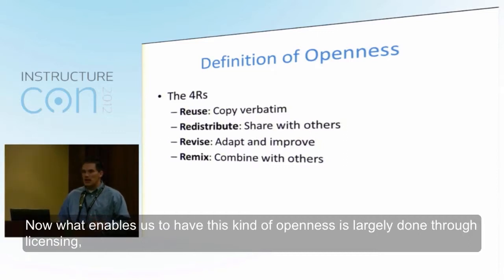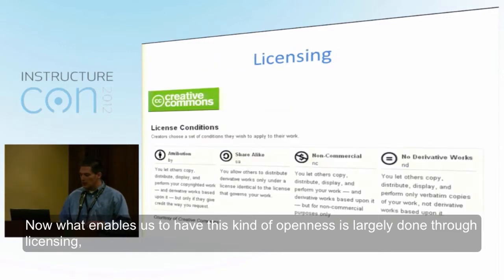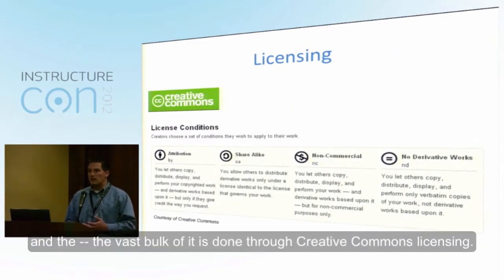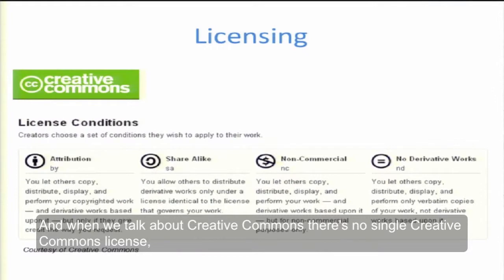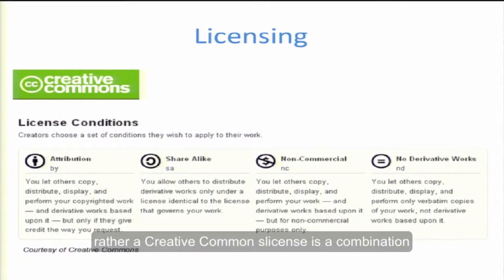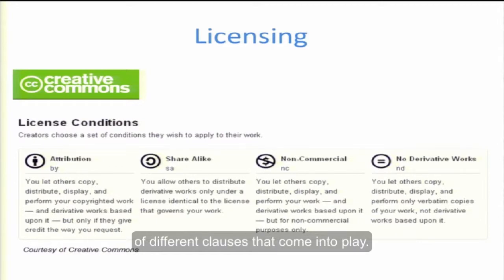Now, what enables us to have this kind of openness is largely done through licensing, and the vast bulk of it is done through Creative Commons licensing. And when we talk about Creative Commons, there's no single Creative Commons license. Rather, a Creative Commons license is a combination of different clauses that come into play.